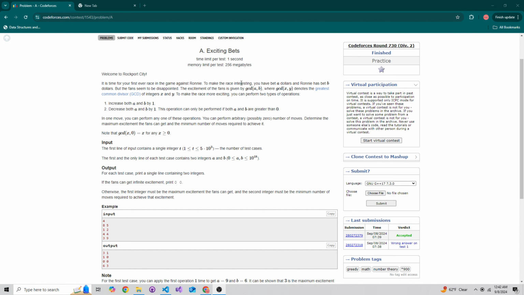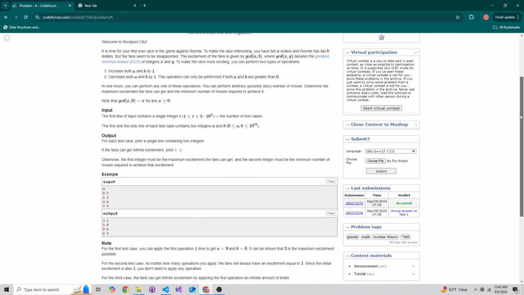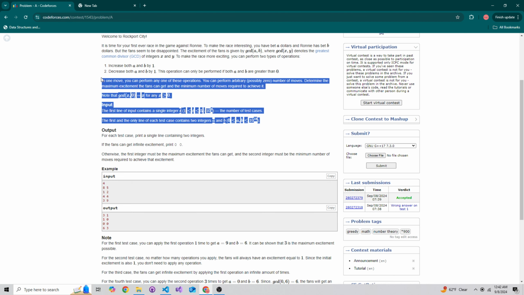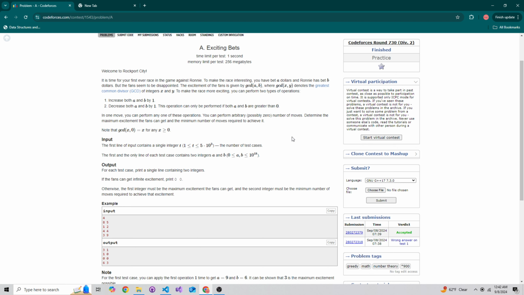Problem for today is Exciting Bets, and this one was a little trickier than it probably should have been for me. By the way, there's a movie on in the background, so I don't know if you can hear that, but it's basically saying the greatest common divisor of two numbers, or two quote unquote bets, is the excitement that some fans can get, and you're trying to maximize excitement. It's kind of like a dumb problem statement. It's confusing, not even confusing, it just didn't make sense. Usually they make a story and it makes sense, but this one didn't really make sense to me.